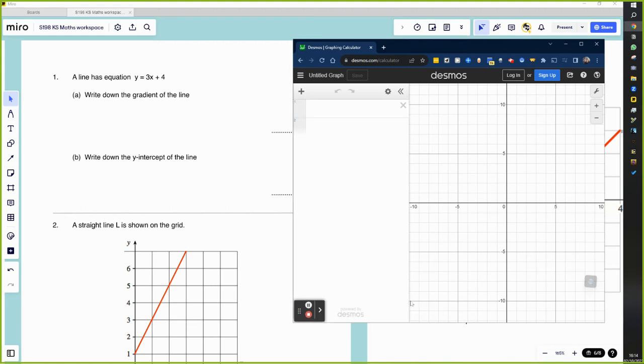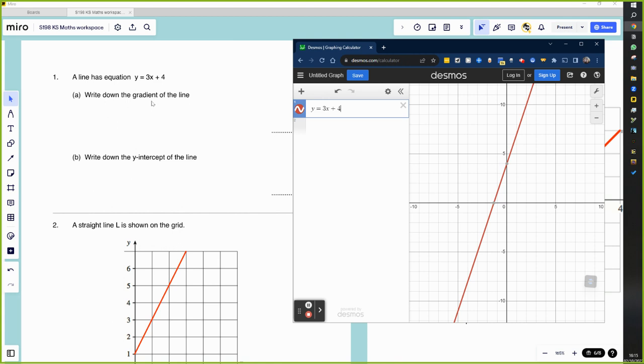Okay, so let's make sure we understand everything about this first question here. A line has an equation y equals 3x plus 4. So let's draw a line that has that equation using desmos.com. So we go y equals 3x plus 4. Now, it's asking us what is the gradient and what is the y-intercept.